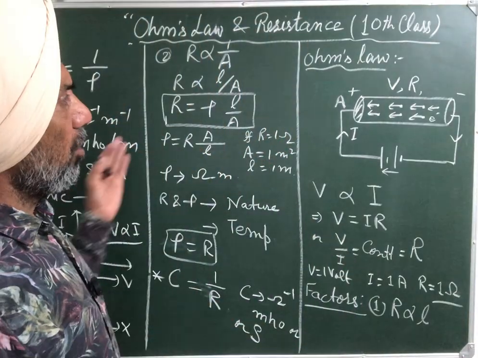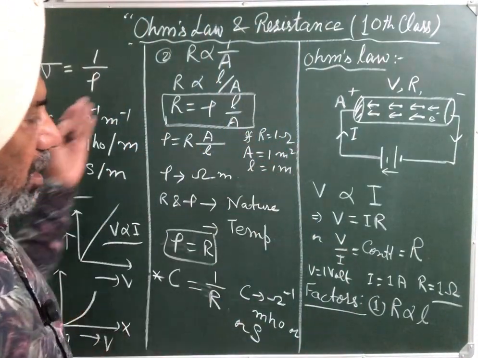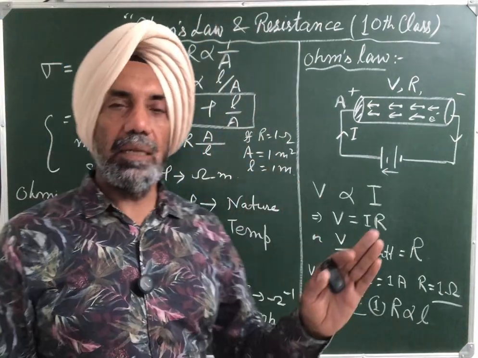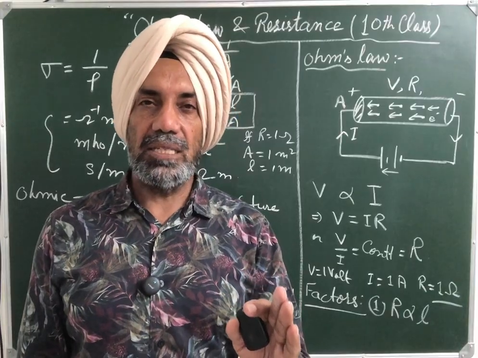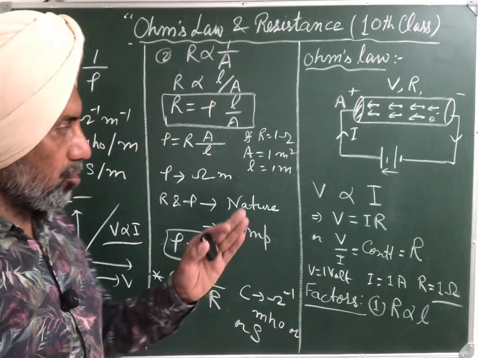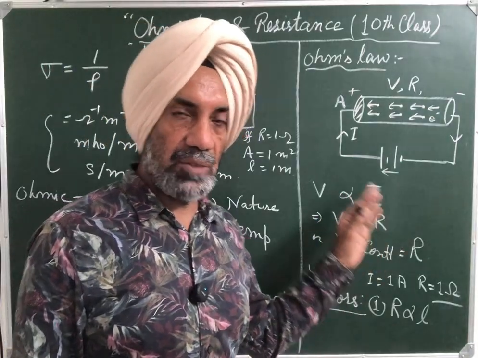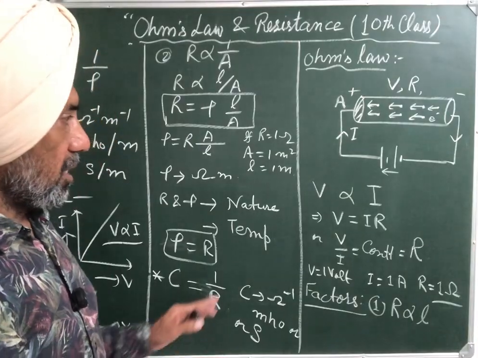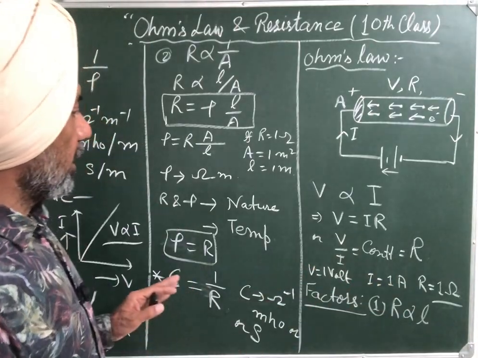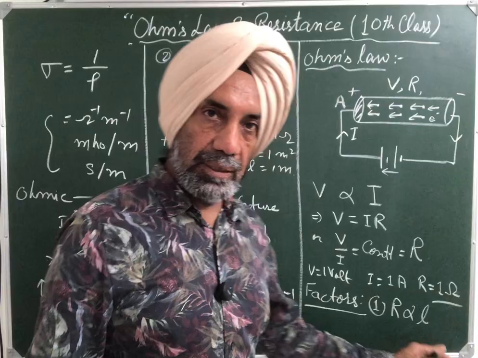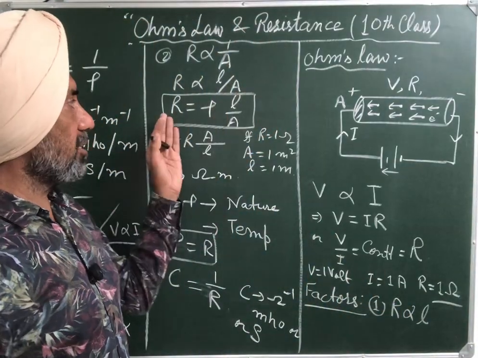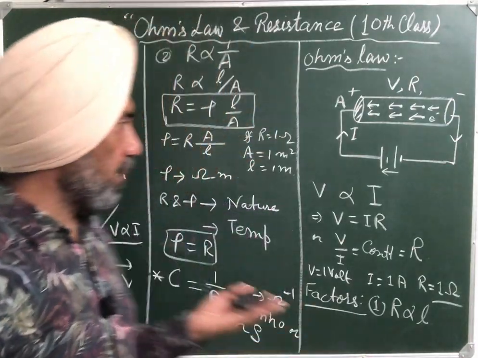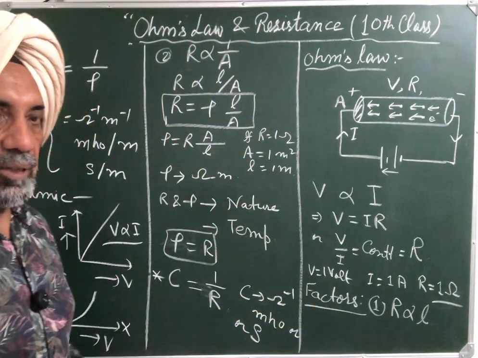So this is simple: Ohm's law and resistance, and upon what factors resistance depends. Again I repeat, Ohm's law says the potential difference across the ends of a conductor is directly proportional to the current flowing through the conductor. That is, the ratio V upon I remains constant. This constant is called resistance, measured in ohm. Resistance is directly proportional to length of the conductor, inversely proportional to area of cross section, and is given by R equals rho L upon A. Rho is the constant of proportionality, called specific resistance or resistivity of the material of the conductor.